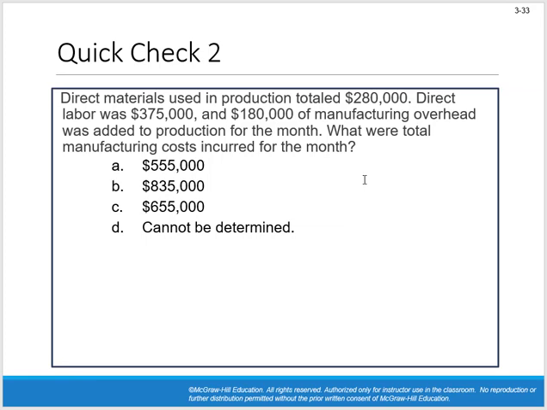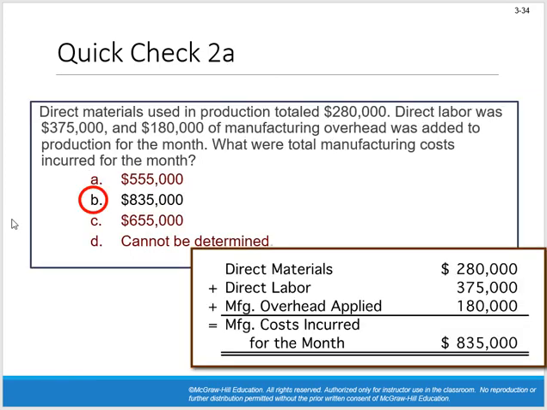So really here, all you're going to do is just add up the numbers. 835,000. We take direct materials plus direct labor plus MOH. So our total manufacturing costs incurred are 835,000.